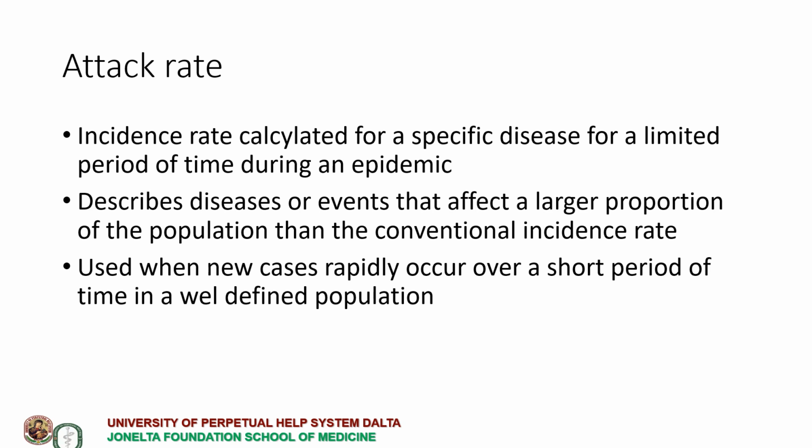Attack rate is an incidence rate calculated for a specific disease for a limited period of time during an epidemic. It describes diseases or events that affect a larger proportion of the population than the conventional incidence rate. This is used when new cases rapidly occur over a short period of time in a well-defined population.